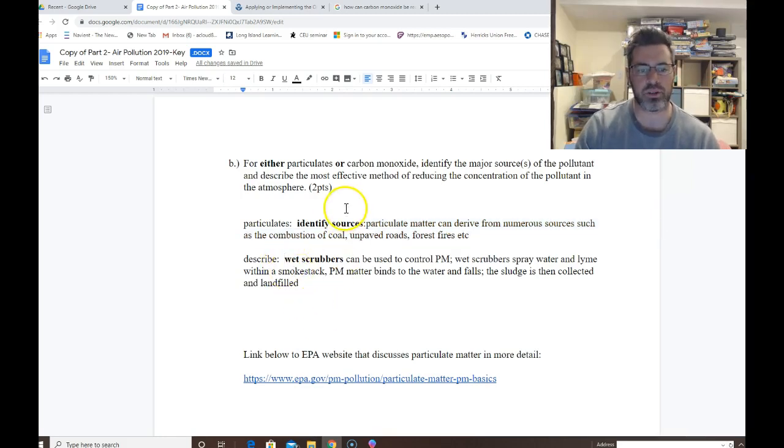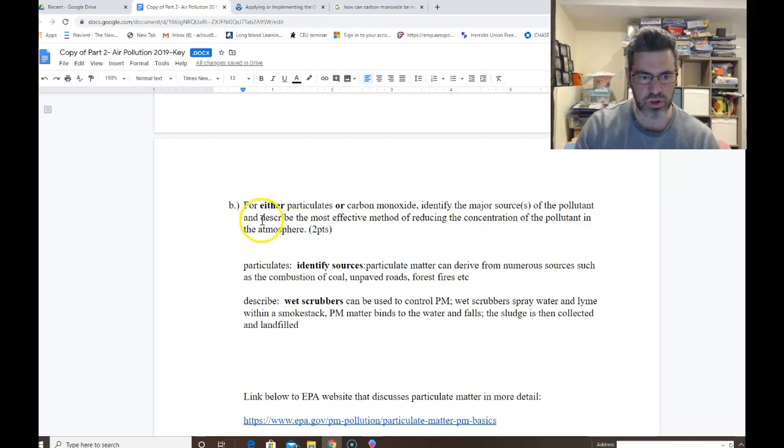Okay, describe. It also says, describe the most effective method of reducing the concentration of the pollutant. So if you were working with particulates in this particular circumstance, you could talk about some technology like wet scrubbers that could remove the particulates before they actually leave the smokestack. Specifically, a wet scrubber sprays water and then some sort of base, which is usually lime, that neutralizes whatever is in there and removes the sulfur dioxide gases. But the particulate matter just gets caught up in the water and pretty much falls straight down, where we collect it.